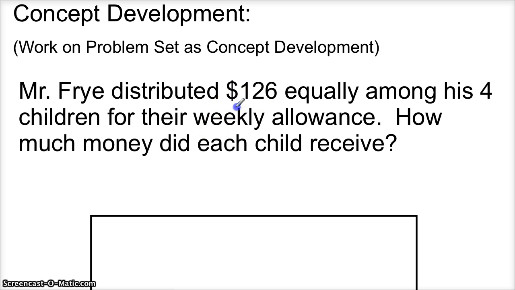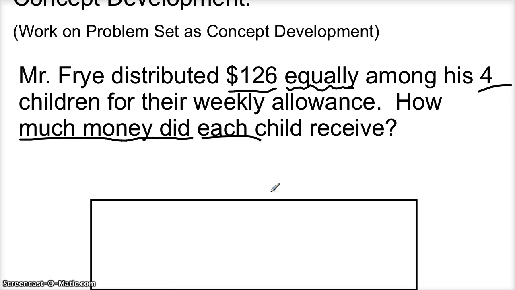Okay, so hopefully you have found 126, 4, and then the words that tell us what we need to do, distribute it equally among his 4 children. How much money did each child receive? So that will tell you the operation to use. And based on that, distributing it equally and how much money did each child, you should figure out that it is going to be division.